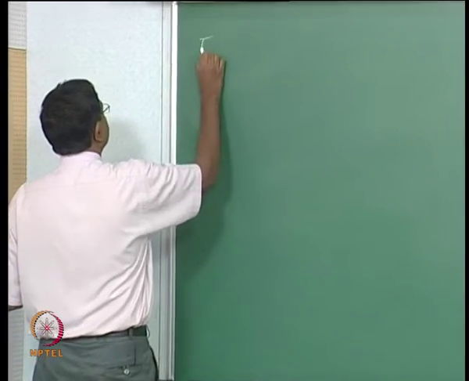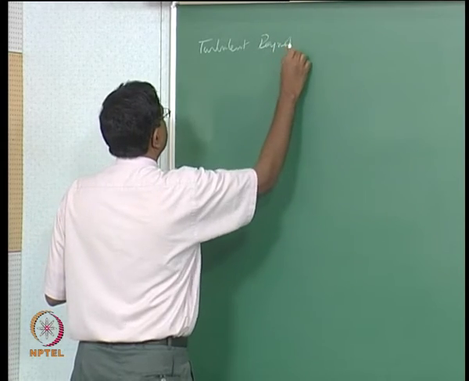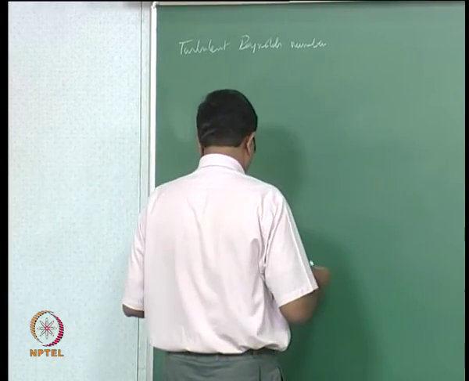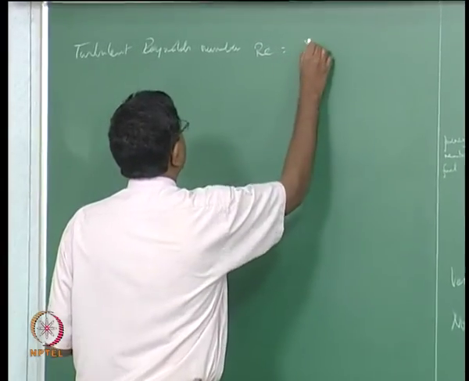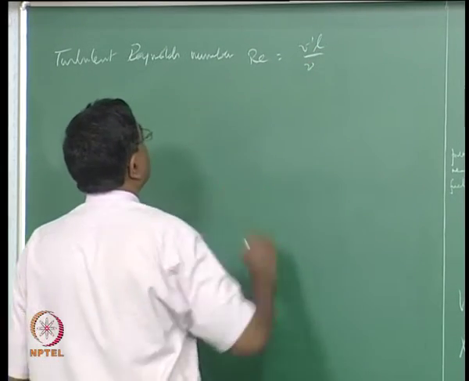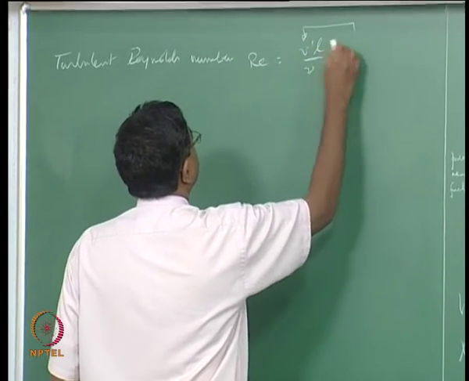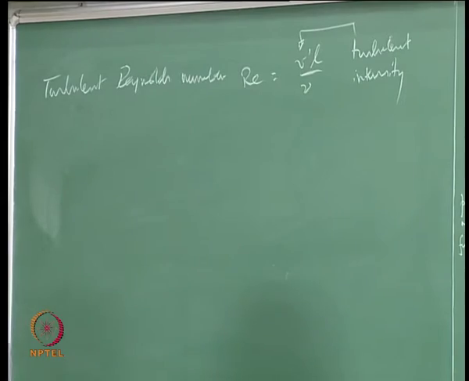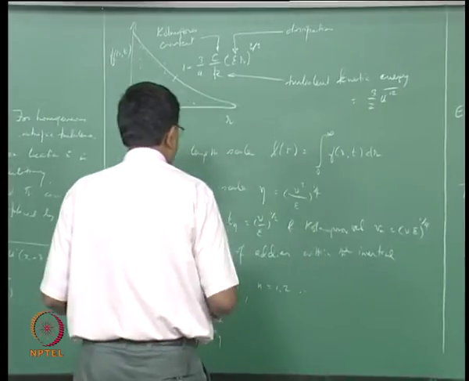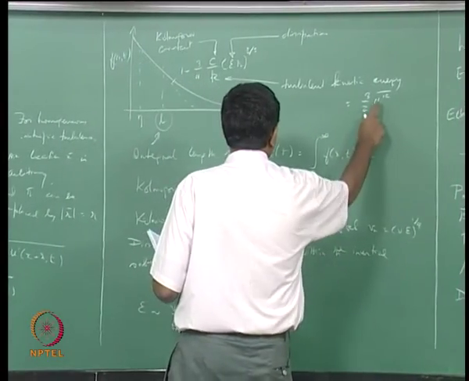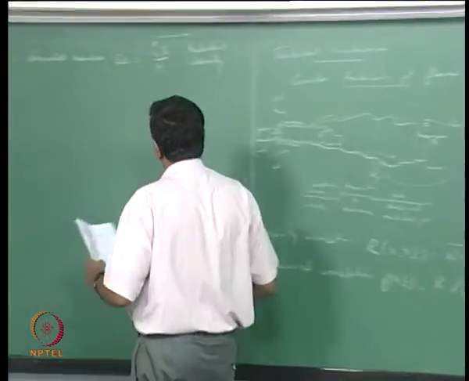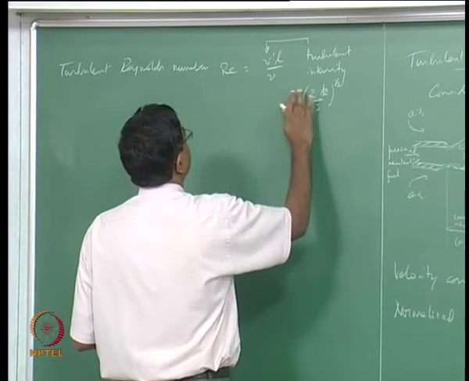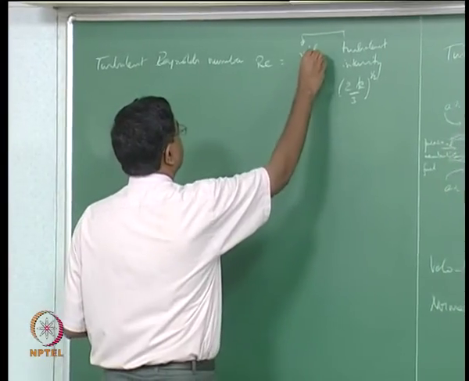So we want to define a turbulent Reynolds number, which is defined as Re equal to V prime L over nu, where V prime is the turbulent intensity. It's a measure of the turbulent velocity fluctuation. It comes from how you can define your kinetic energy. That means you're looking at something like this under a square root, which is basically 2/3 k, power half. Okay, so that's how the turbulent intensity comes about, and L is of course the integral length scale.